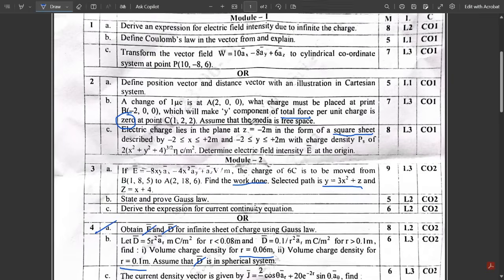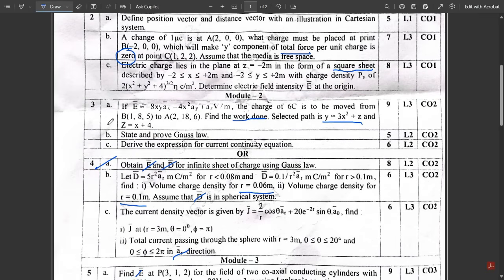Okay, and here also in module 2, these three questions 3 A, B, C are direct questions. Easy to solve. State and prove Gauss law. You see here, this is a direct question. Continuity equation also is a direct question. If you write only these two questions from module 2, you will be getting 11 marks.